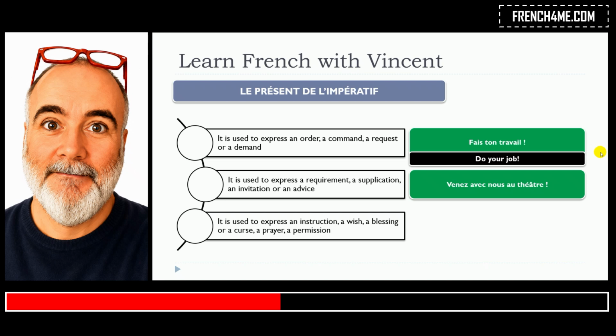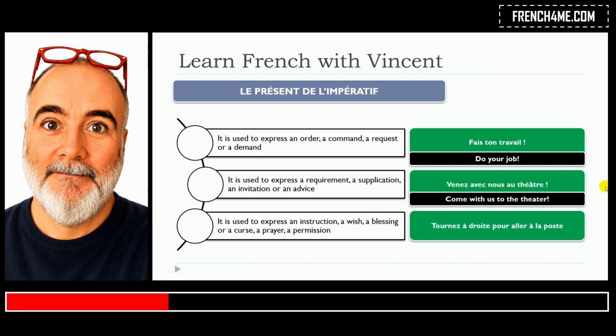So let's have a look at the second one now. Venez avec nous au théâtre. So in that situation, of course, it's not an order, it's an invitation. But it's quite interesting because as you can see, we can use le présent de l'impératif to invite people. So of course, you're not giving an order, but you are using that to be, well, kind and nice and invite people to come with you to the theater. Venez avec nous au théâtre. So in that situation, the verb is venir. And you can see that it's for the vous form. Venez avec nous au théâtre.